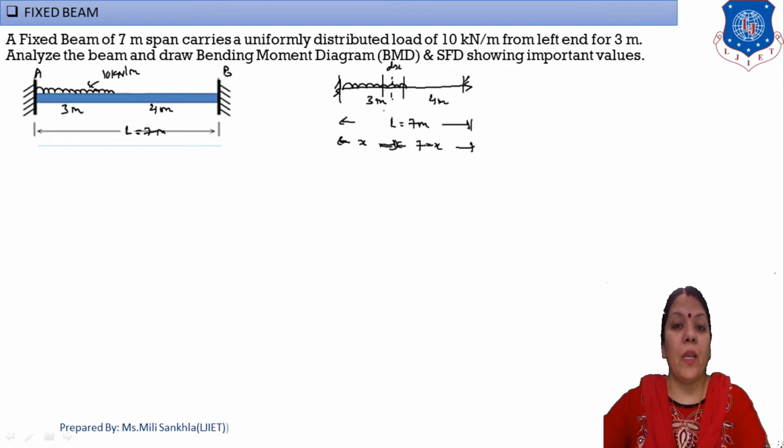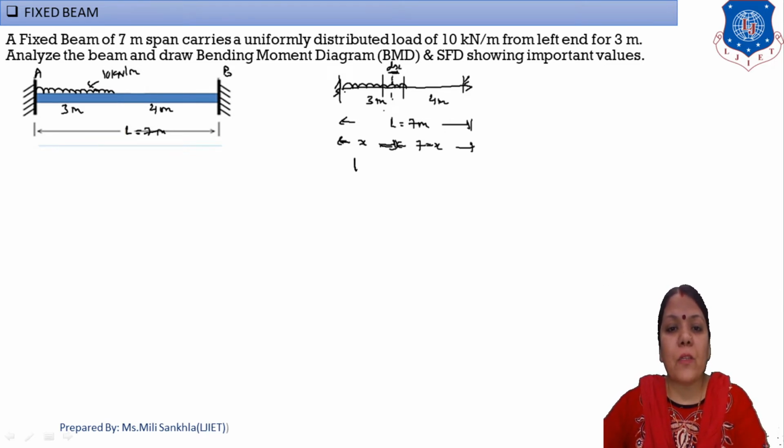Again I am repeating, this is my UDL load. Here I take one distance dx. I cut the part, and the width of this part is equal to dx. Again I take one section at an intermediate point, and from our starting point to this intermediate point I consider the distance as x, and the remaining distance is 7 minus x. Ultimately x plus 7 minus x is equal to 7. The span of the beam does not change, that is 7 meter, but I divide this span into x because here I take an integration. Now one by one I make the equations.